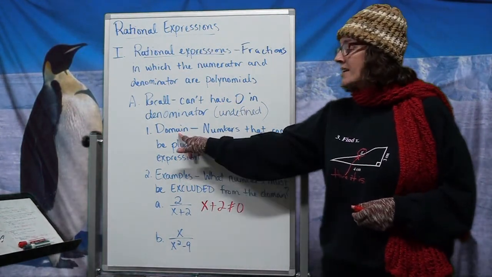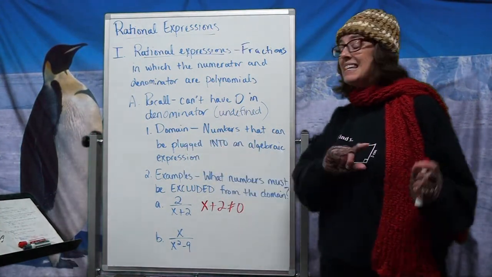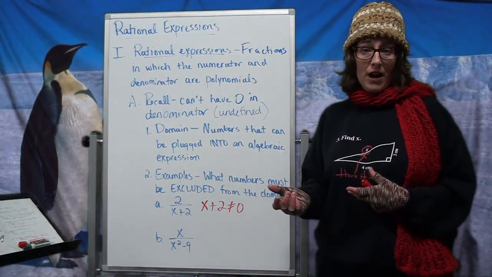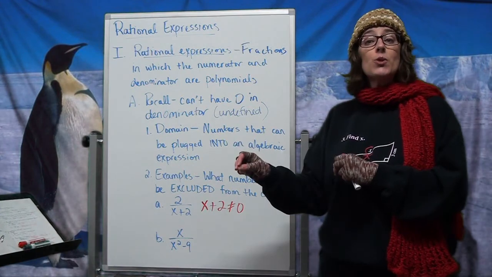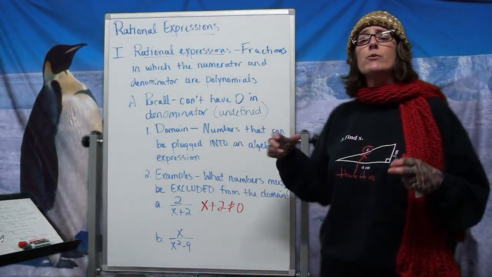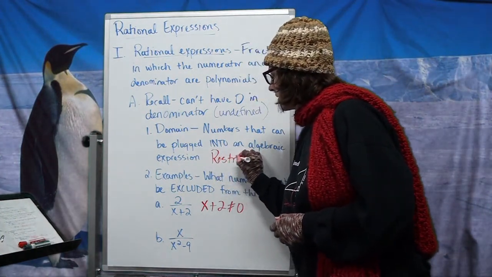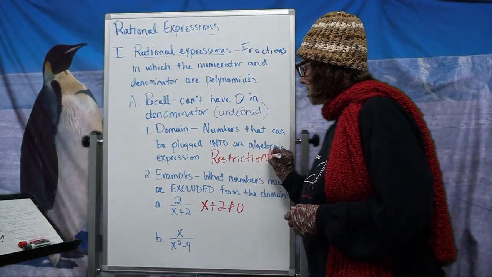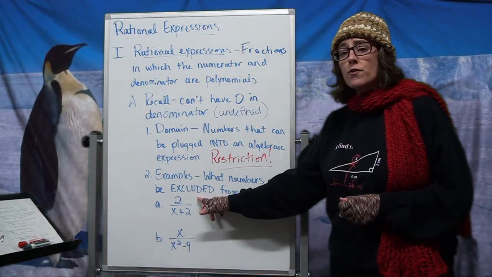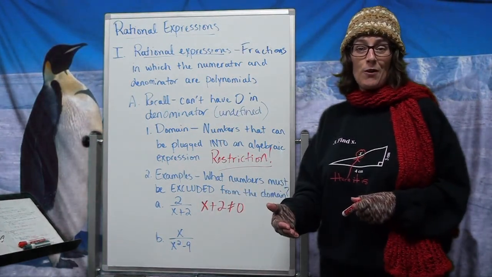In other words, I'm going to consider the domain. Recall that the domain are the numbers that can be plugged into your algebraic expression. Domain typically is your x values because typically you plug into the x. So what I'm going to do is I'm going to take a look at what we call a restriction on the domain. Let me write that down. Restrictions on the domain. In other words, I'm going to figure out what numbers need to be excluded from that domain because these are the numbers that would cause a 0 in the denominator of your fraction.